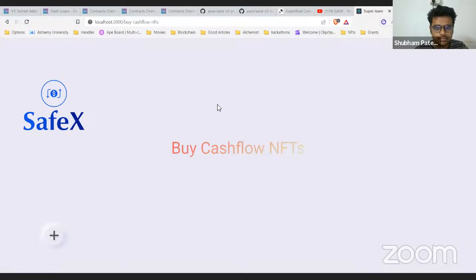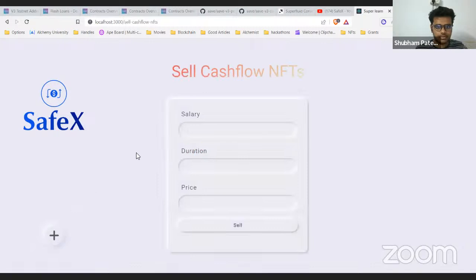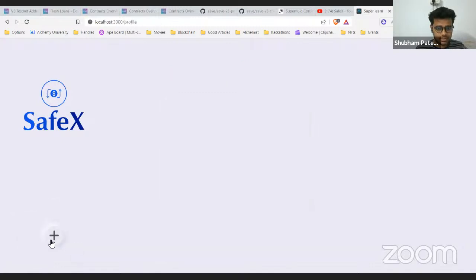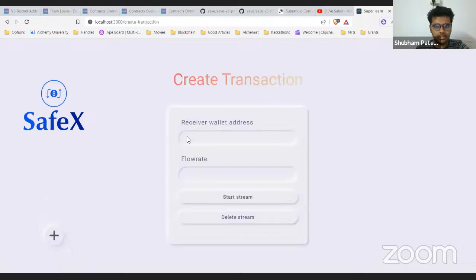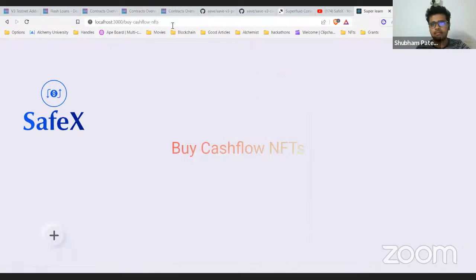But I could show you some portions of it maybe. So this page is created for selling your cash flow NFT. Here, we thought to fetch all the Superfluid money streams which are automatically minted to a user's account when a money stream is started. Here you can create or delete a money stream transaction. So yeah, this was pretty much SafeX. Thank you. I hope you liked it.